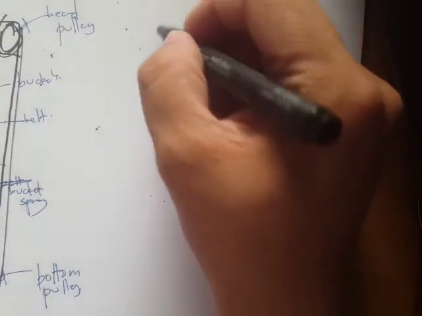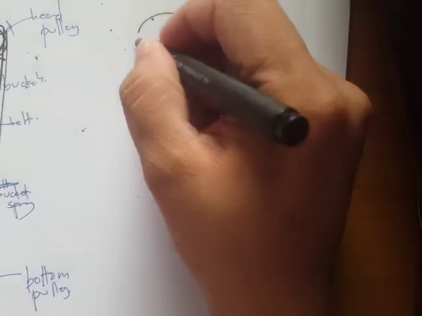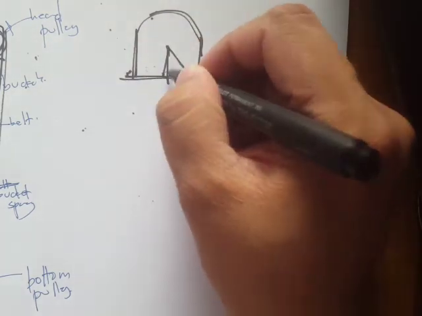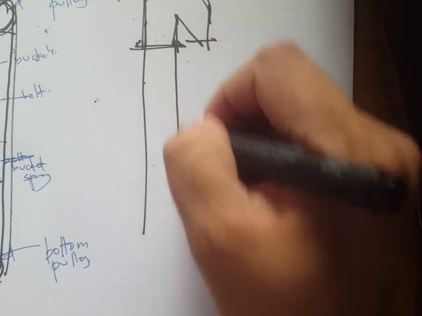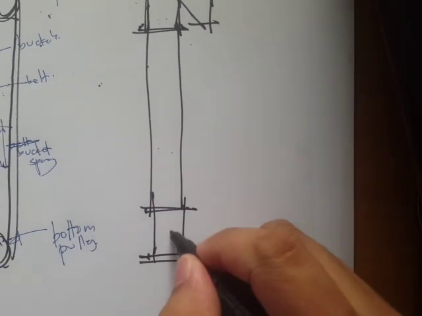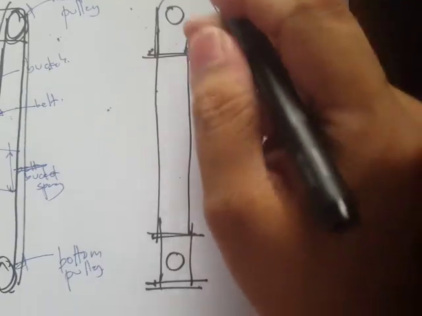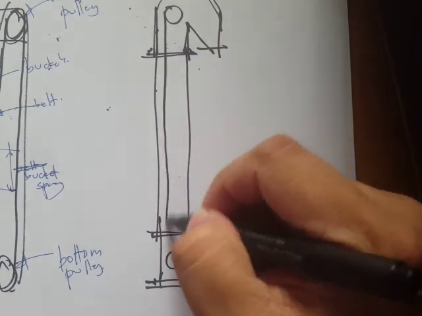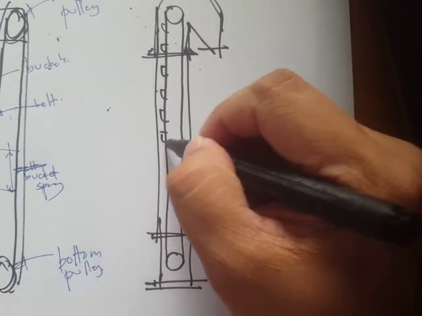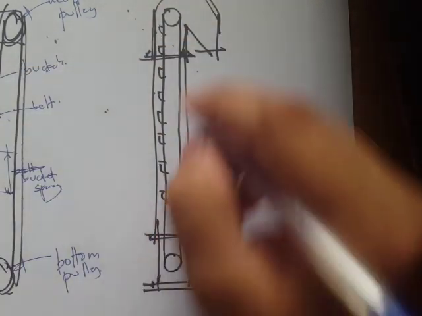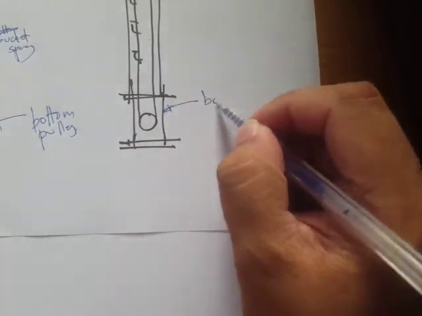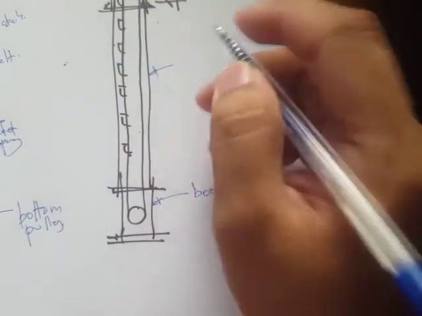Okay, so if we draw the elevation view, then we're gonna have something like this. Okay, and the pulley will be here, the bottom pulley, and we have the head pulley, and we have the belt and the buckets here. Okay, so the term for this top is called the head, and then this one at the bottom is called the boot, and in between this is the elevator legs.